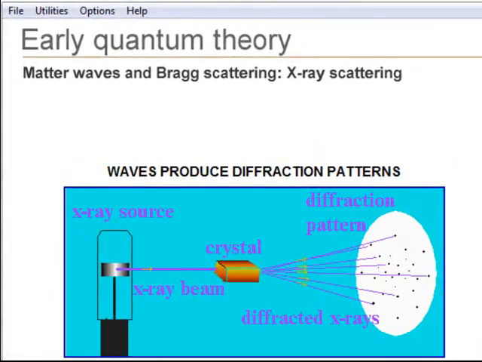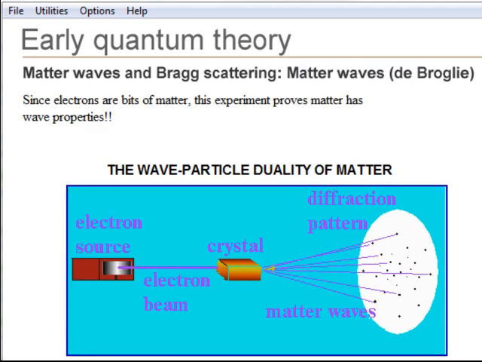X-rays are waves, and, as expected, we get a diffraction pattern when the waves pass through a crystal lattice. Electrons are not waves, but when we scatter electrons through a crystal, we observe diffraction patterns similar to that of X-rays. Hence, electrons, even though bits of matter, must have properties of waves. These matter waves, predicted by de Broglie, prove the wave-particle duality of matter.